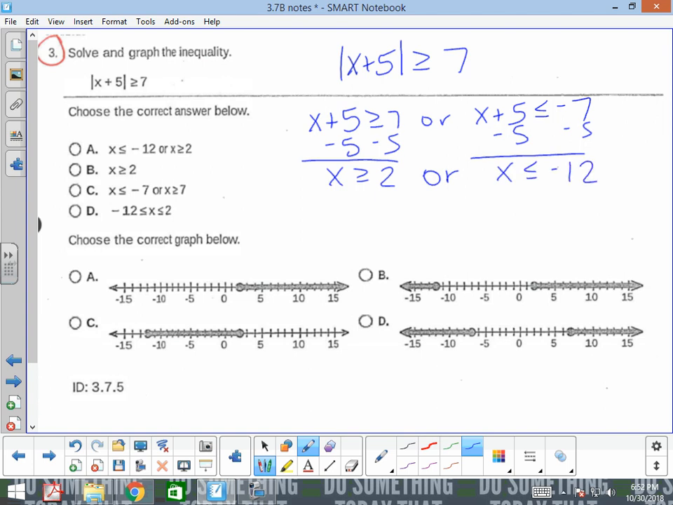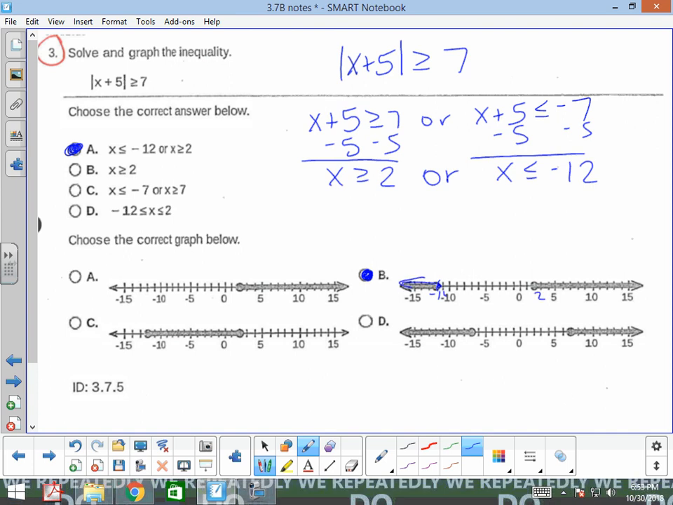So multiple choice here. X is less than or equal to negative 12. X is greater than or equal to 2. So that's choice A. Now we're looking for the graph. We want the negative 12 to be going to the left and shaded in, and the positive 2 to be going to the right and shaded in. So that's choice B. So here's negative 12 filled in, going to the left. Here's 2 filled in, going to the right. All right, so that's number 3.